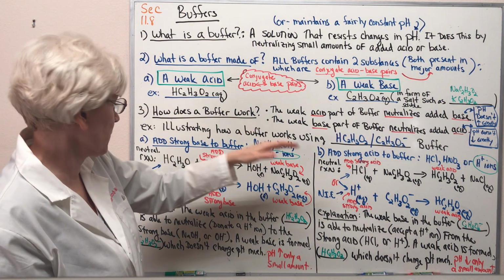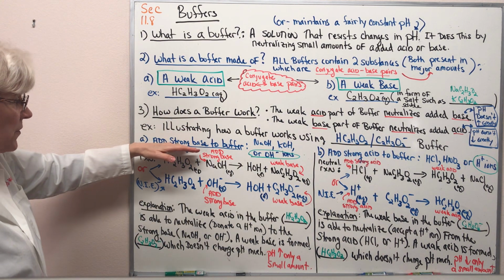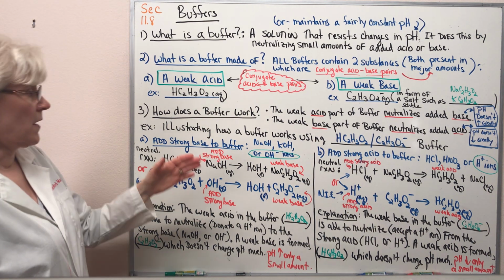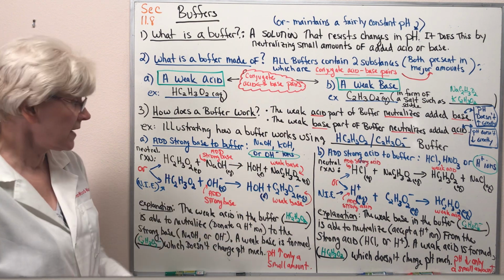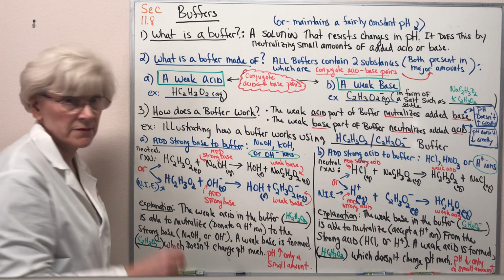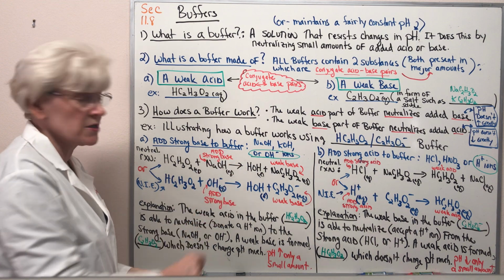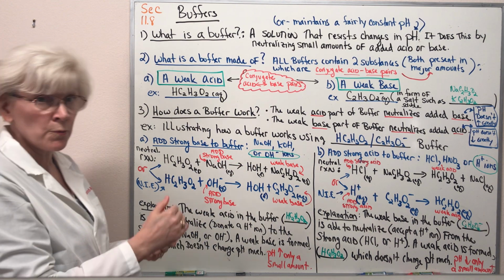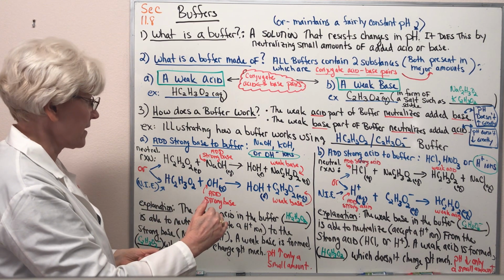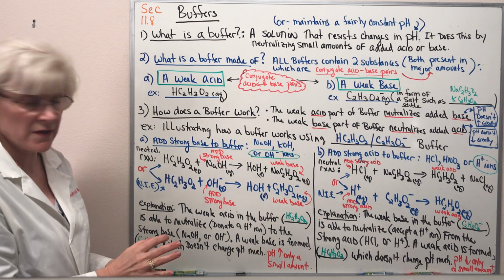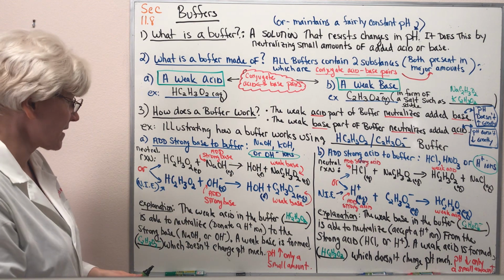So how does the buffer work? If we were looking at an acetic acid acetate buffer, if you added strong base to the buffer, a strong base would be either sodium hydroxide or potassium hydroxide. In other words, bases are associated with hydroxide ion. Anything that's able to furnish a large amount of hydroxide ion would rapidly change the pH of the buffer, but the buffer is going to resist that change because the weak acid part of the buffer can neutralize the strong base. In other words, neutralize the hydroxide ion.